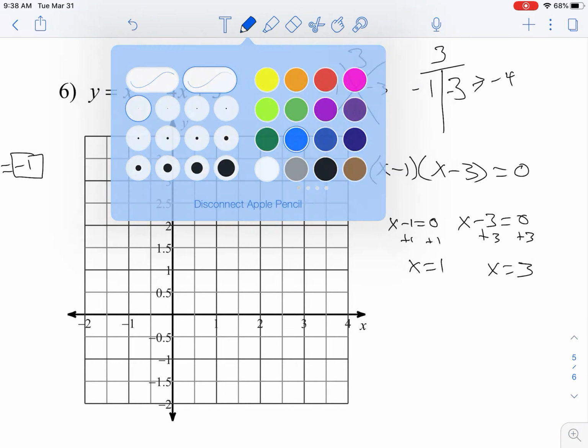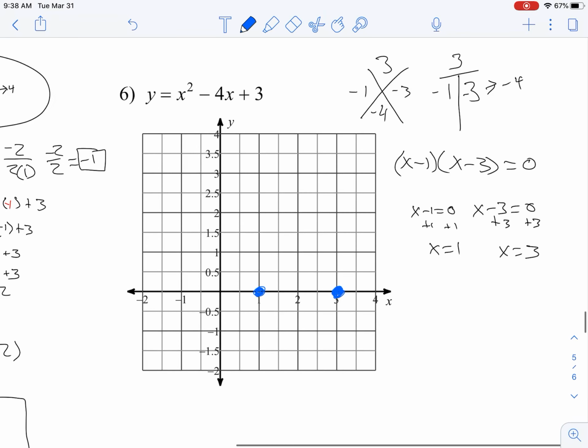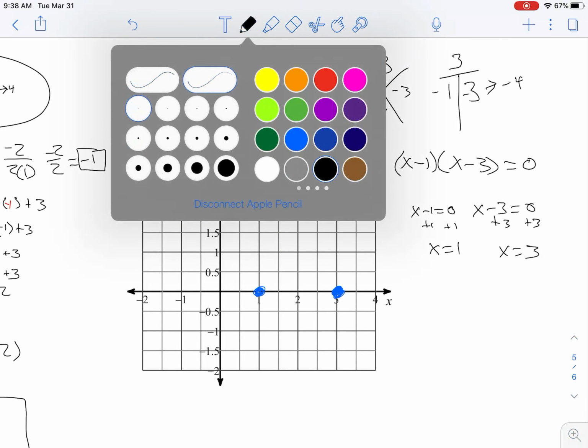I'm going to plot my zeros in blue. So 1, 0 would be here, and 3, 0 would be here. And we could use these to find the first point of our vertex because it's in between. So our first point of our vertex is going to be in between here. So the first point of our vertex will end up being 2.